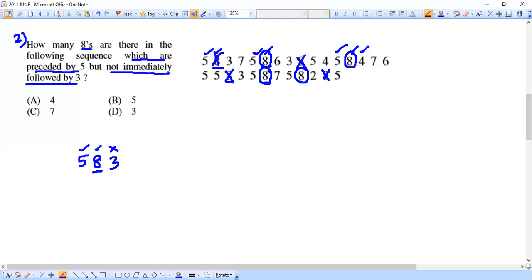So totally how many 8s can we find? So we have got 1, 2, 3, 4. See the 8s I have encircled. You can see that, I think. So 1, 2, 3, 4. There are totally 4 8s which are satisfying our question's condition. That means option A, 4 is going to be the answer to this question.